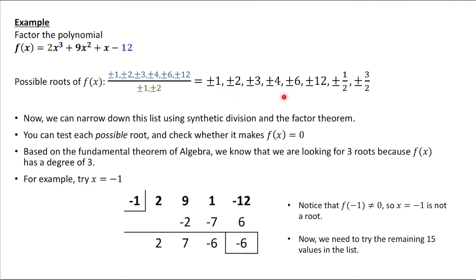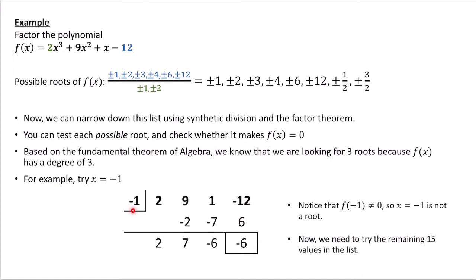So let's continue with this example. Here we have listed out all of our possible rational roots. Now we need to check all of these values. We're going to test them and see whether they make f of x equal to 0. Based on the fundamental theorem of algebra, we know that since this is a cubic polynomial, we're looking for 3 roots. So out of this list, we only need to find 3 values. Since we have plus or minus 1, we can start off testing x equals negative 1. Like I've told you before, I prefer to use synthetic substitution to test these.